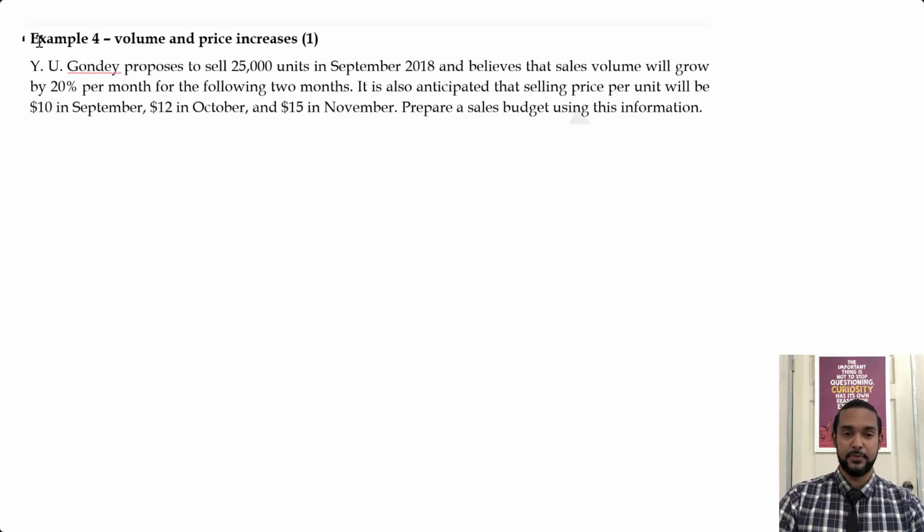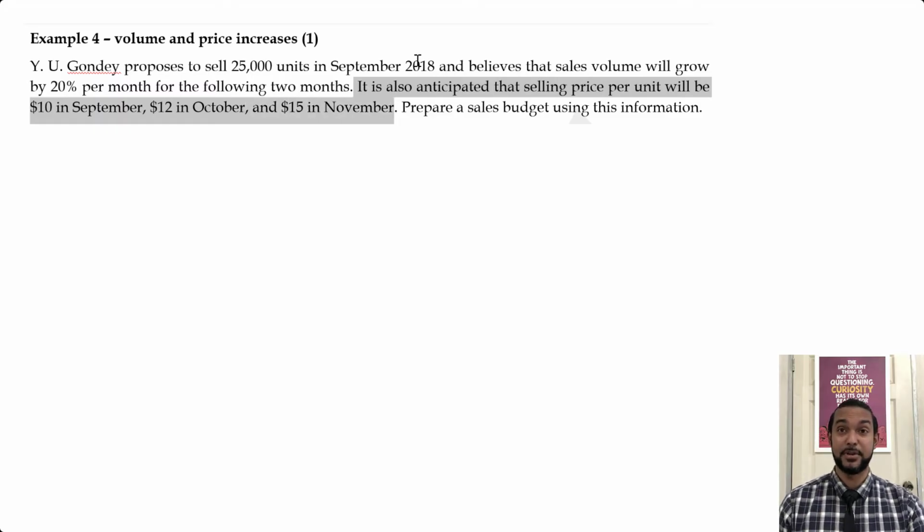So let's take a look at example 4. It says volume and price increases 1. Where You Gone proposes to sell 25,000 units in September 2018 and believes that the sales volume will grow by 20% per month for the following 2 months. It is also anticipated that selling price per unit will be $10 in September, $12 in October, and $15 in November, and they want a sales budget. So what we're seeing here is now not only is the number of units being sold increasing, but the selling price is increasing as well. So we have two things that are increasing. Before, in all the examples, the selling price was the same.